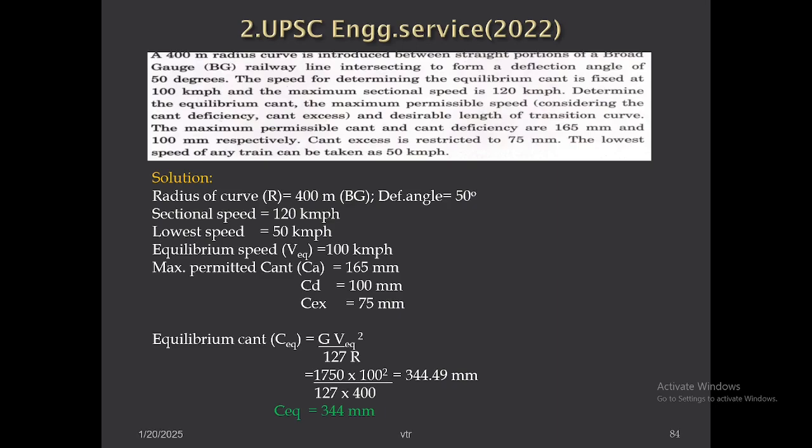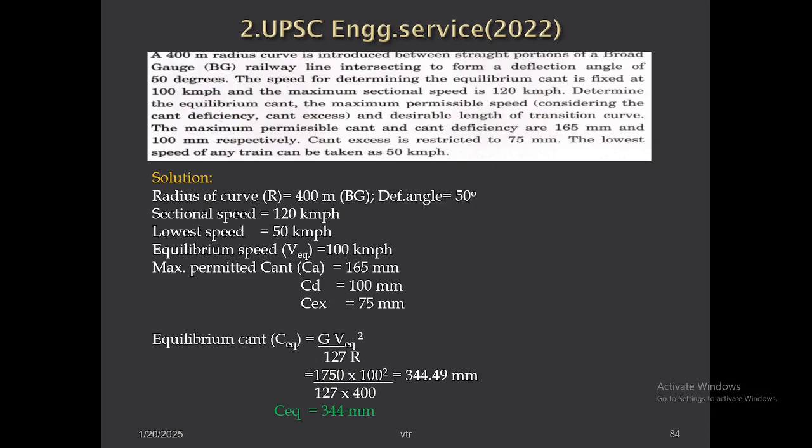And they are given limiting values of cant, that is 165 mm, and cant deficiency 100 mm, and cant excess is restricted to 75 mm. The lowest speed of any train has to be taken as 50 kmph. So these are the data given. With the data, we have to go ahead to find out the equilibrium cant. Then what is the actual cant to be provided? Then we have to find out the permissible speed on the curve.